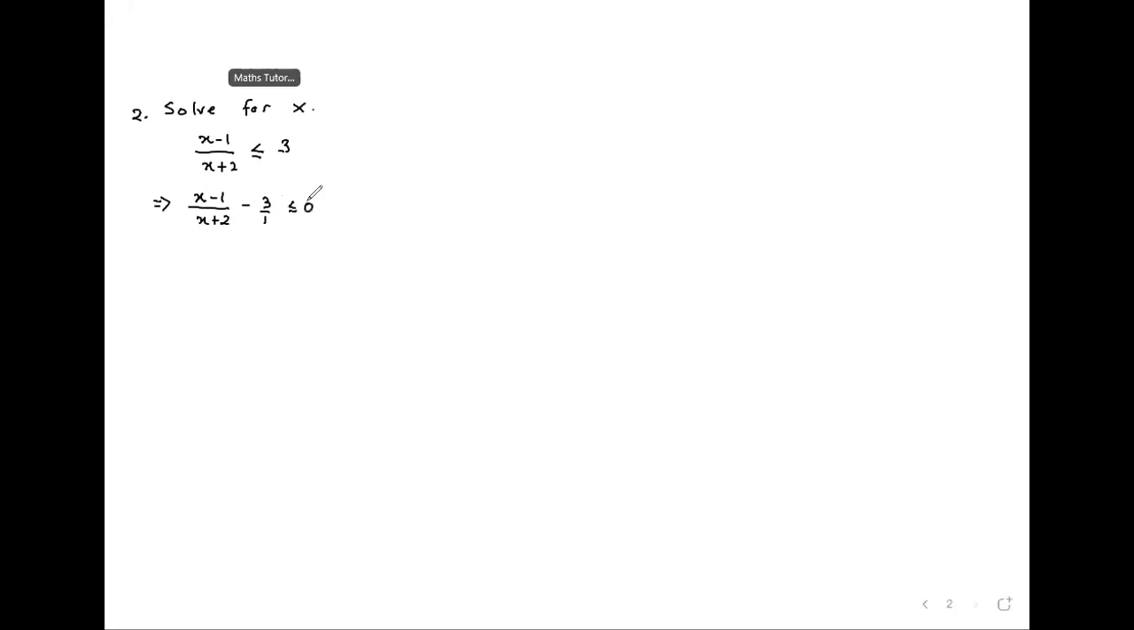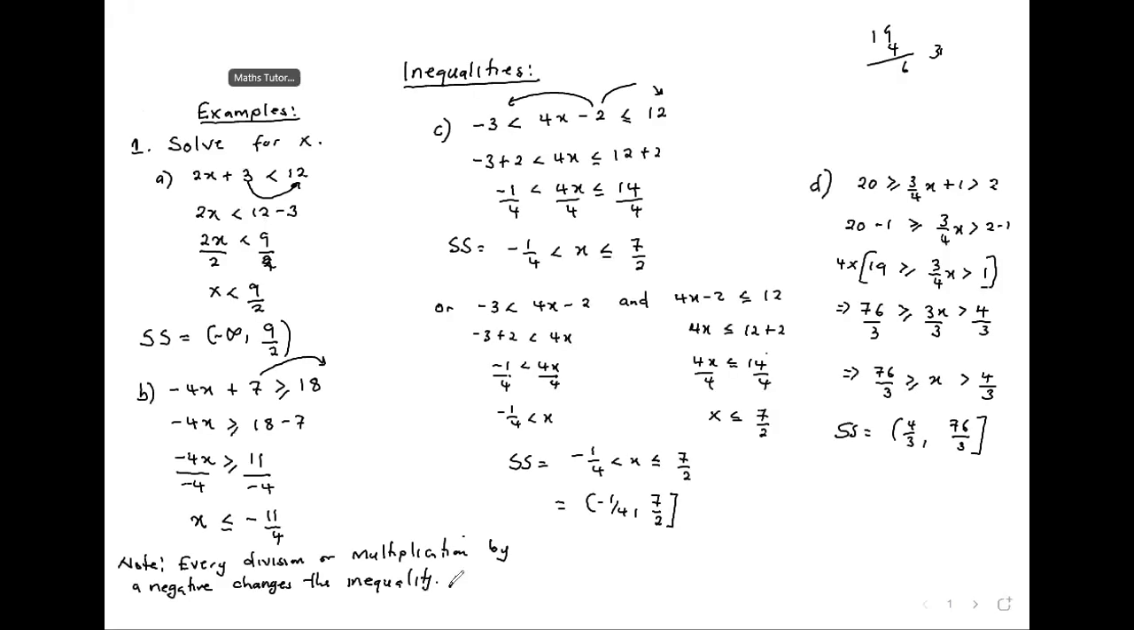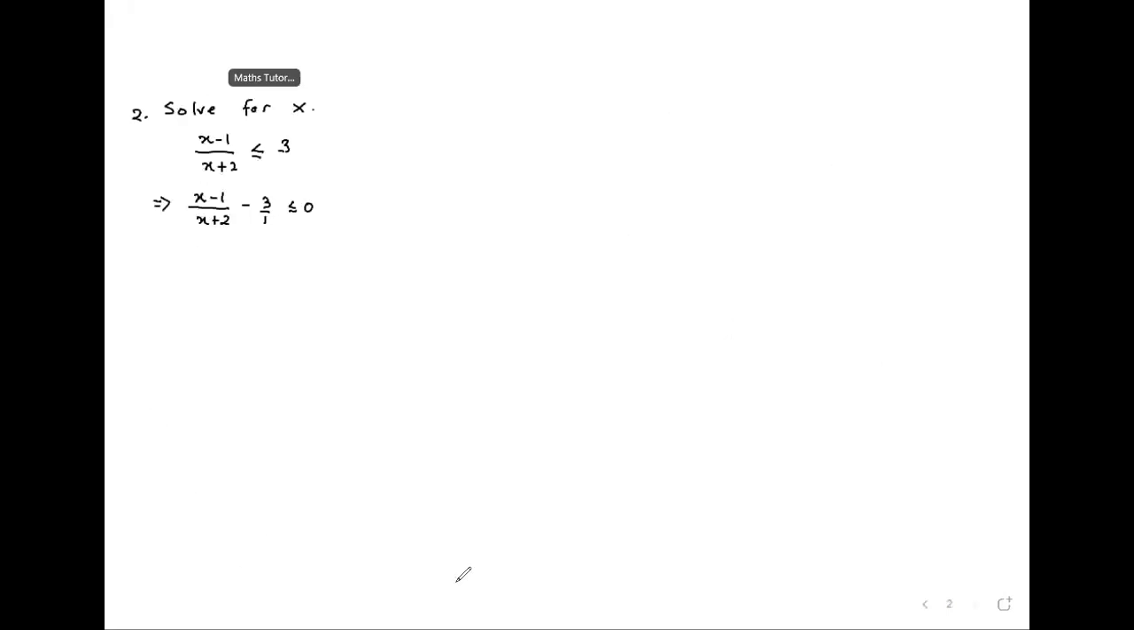Because you've seen that whenever we multiply or divide by a negative, the inequality will change. So if we multiply or divide by a variable, which we don't know whether it is positive or negative, we have issues on whether we should change the inequality or not. So that's the reason why we don't do that.